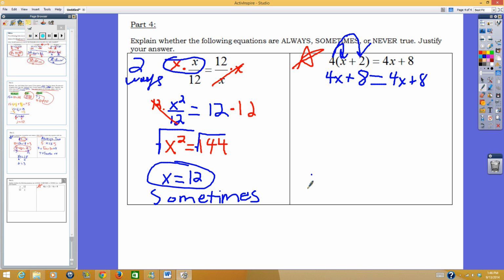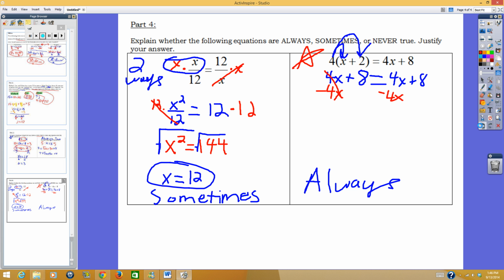Automatically, I can tell this equation is always going to be true because you have the exact same thing on both sides. But let's keep pushing ourselves. To get rid of this 4x, you would do minus 4x on both sides. These two would cancel out, and then all you would have left is 8 equals 8. You know that's always true, right?